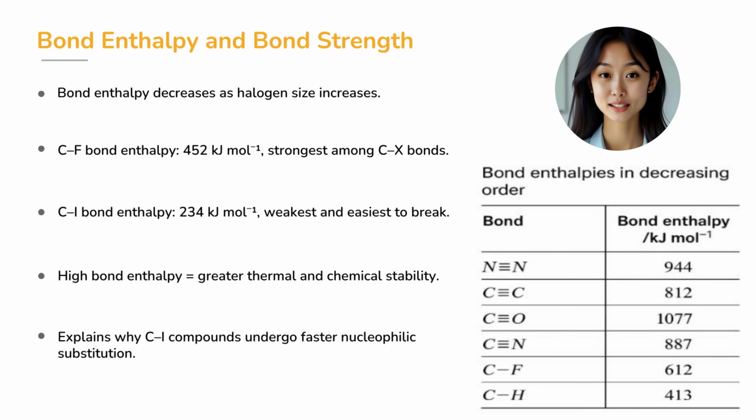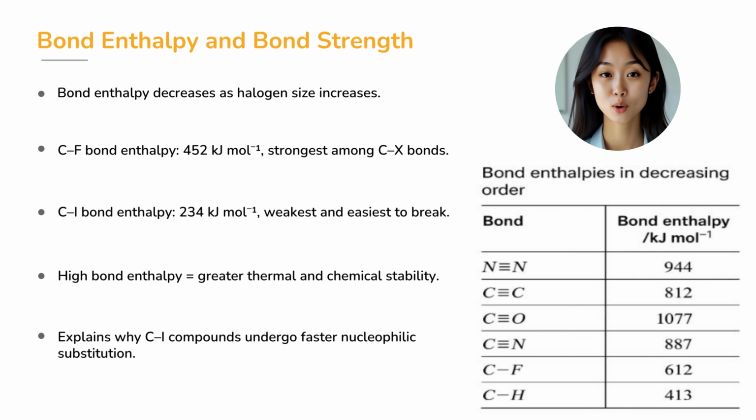Bond enthalpy is the amount of energy required to break a carbon-halogen bond, and it tends to decrease as the halogen atom gets larger. Let's take a look at how the bond enthalpies compare. The carbon-fluorine bond has the highest bond enthalpy at 452 kJ mol superscript 1, making it the strongest among the carbon-halogen bonds.